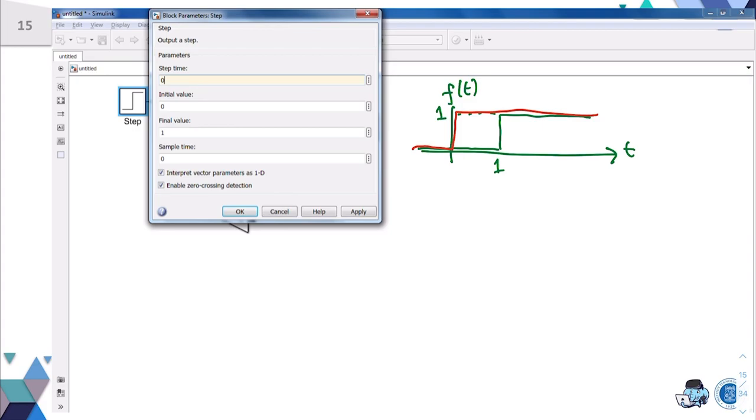So you need to customize the step time at 0, not at 1. This is the initial value, and then the final value is set as 1. This is the final value.